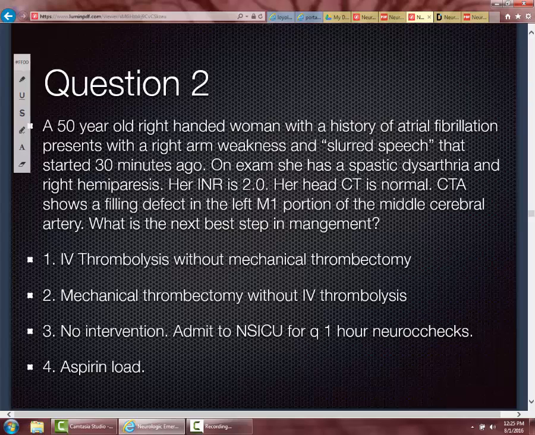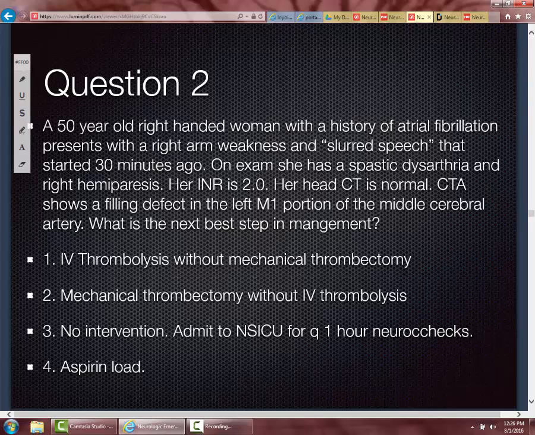I already know what the answer is. So I guess we think she's having a stroke. That's pretty reasonable, right? And what contraindication does she have to IV thrombolysis? INR, right? So that's an automatic contraindication to IV thrombolysis. So the question is do you take this patient for mechanical thrombectomy?